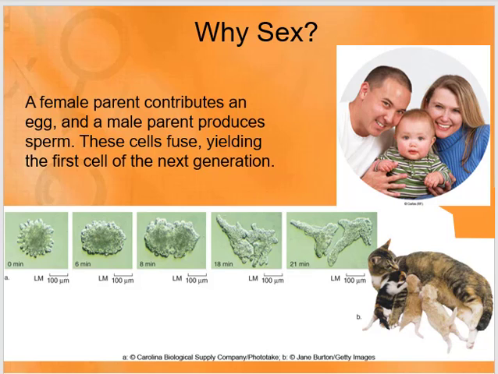Why sex? Well, the female parent contributes an egg, the male produces a sperm. Each one of these cells has only half the number of DNA that a normal cell has. And so humans, for example, have 23 pairs of chromosomes. In an offspring, for each pair of chromosomes, one comes from the mom and one comes from the dad.